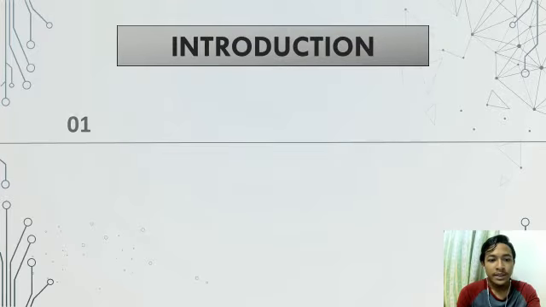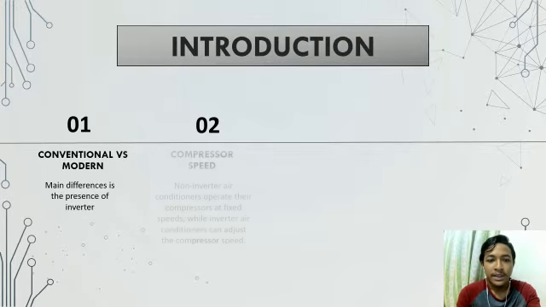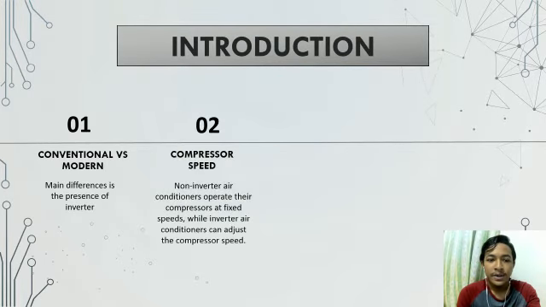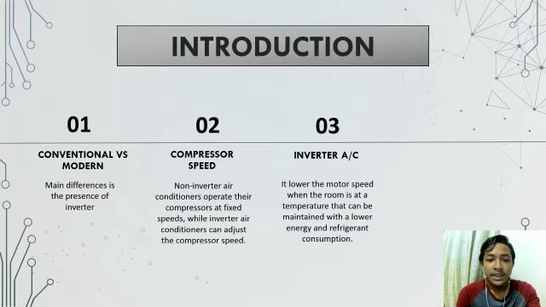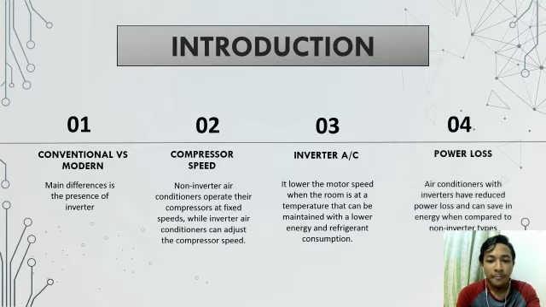For the introduction, firstly, the main difference between the conventional and modern air conditioner is the presence of the inverter. For the compressor speed, non-inverter air conditioners operate their compressors at fixed speeds, while an inverter air conditioner can adjust the compressor speed. The inverter air conditioner can lower the motor speed when the room is at the desired temperature, with low energy and refrigerant consumption. Lastly, power loss: air conditioners with inverters have reduced power loss and can save energy compared to the non-inverter type.